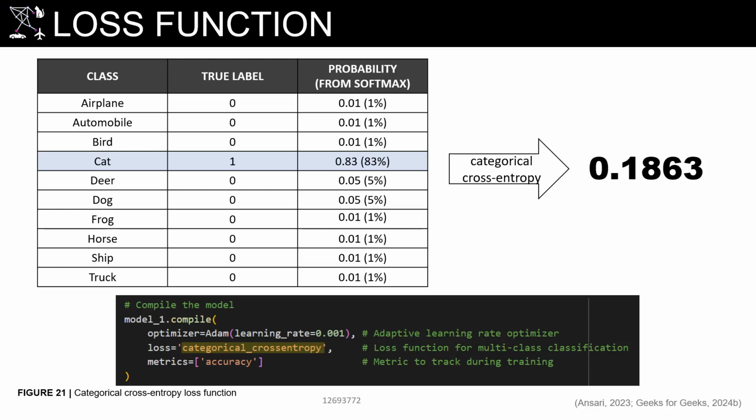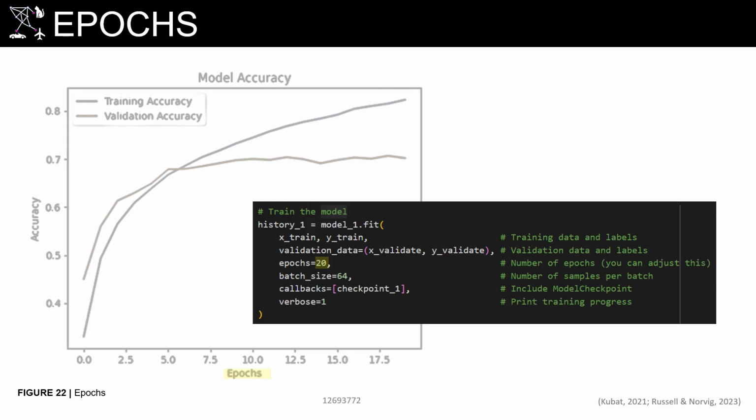In Figure 21, the softmax probability of 83% likelihood of being a cat is close to the true value of 1. Here, categorical cross-entropy is small at 0.18. However, if a dog had been incorrectly predicted, the loss would be higher, requiring the model to adjust its weights. Note that compile is also where the learning rate optimizer Adam is set with a learning rate of 0.001.